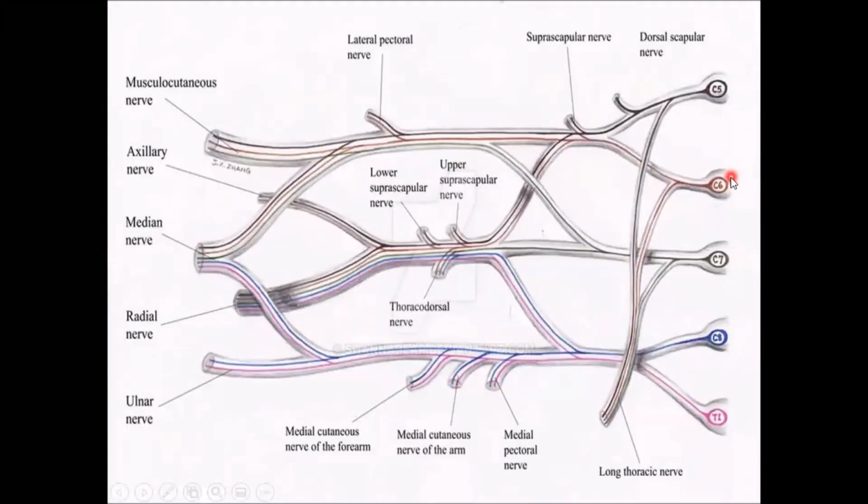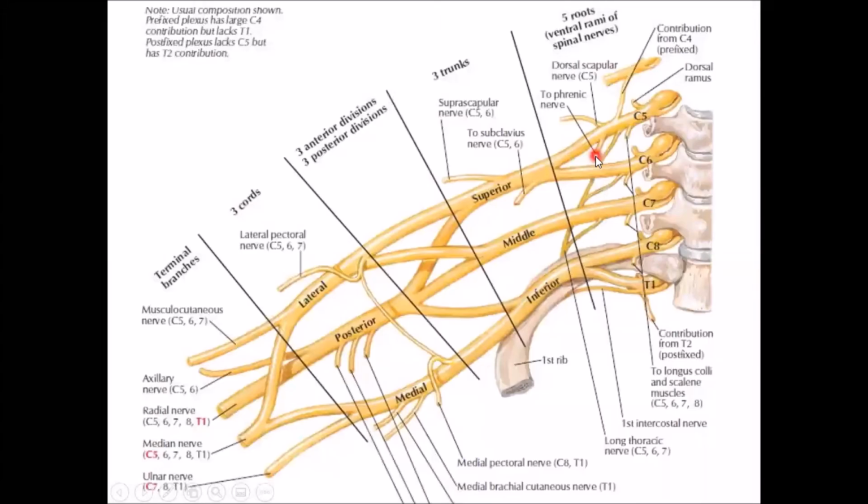As in this picture, you can see these are the roots: C5, 6, 7, 8, T1, and 2 branches are coming from the roots: the dorsal scapular nerve and the long thoracic nerve, and the root value is C5, C6, C7. In the next diagram, you can see there are 2 branches from the upper or superior trunk: the suprascapular nerve and the nerve to subclavius, and there are no branches from the middle and inferior trunks. Similarly, there are no branches coming from the divisions.